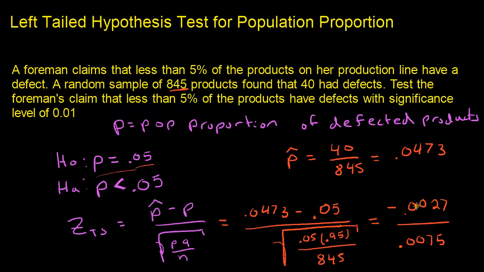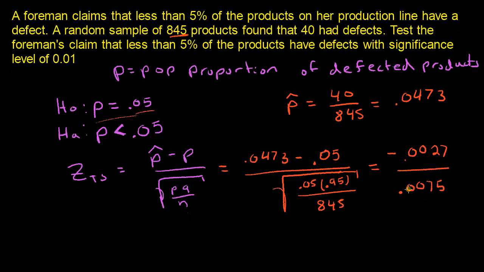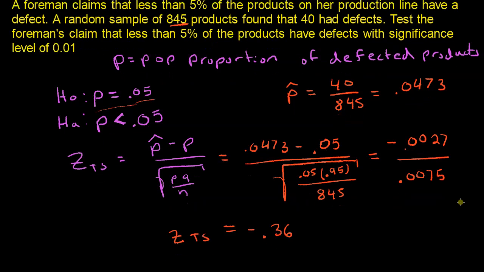It's a good idea to not round too much in the steps to get to the calculation of your test statistic. Remember, your test statistic needs to be calculated accurately up to 2 decimal places. So rounding to 4 decimal places in intermediate steps is probably a good idea. Okay, so go ahead and divide those two numbers and you get negative 0.36. So our test statistic is negative 0.36.